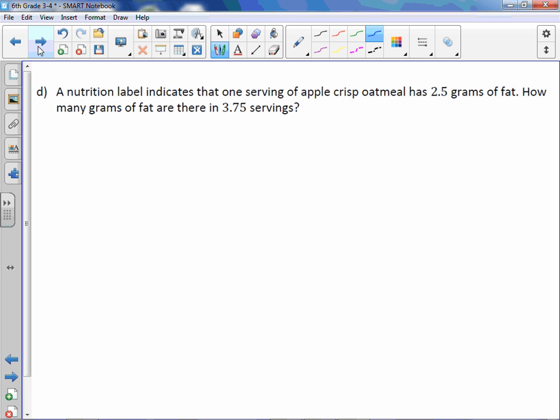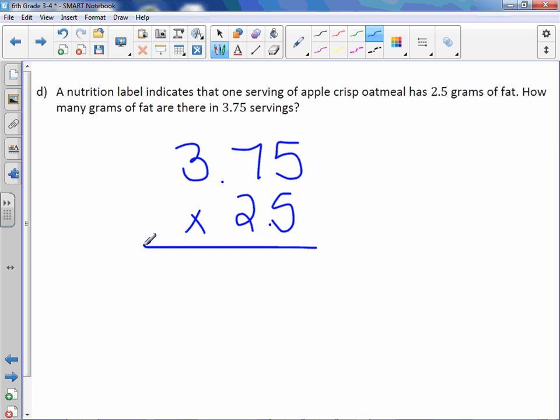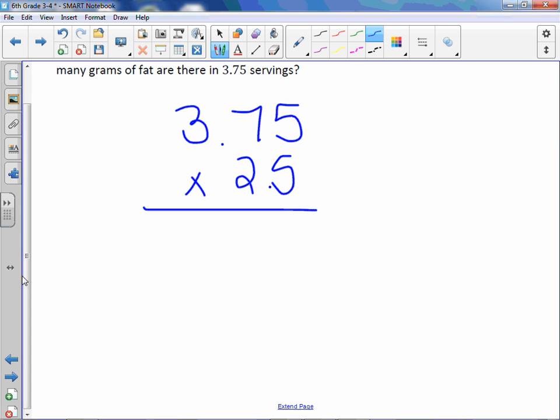A nutrition label indicates that 1 serving of Apple Crisp oatmeal has 2.5 grams of fat. How many grams of fat are there in 3.75 servings? So we need to multiply 2.5 times 3.75, again putting the longer number first. 5 times 5 is 25, carry the 2. 5 times 7 is 35, plus 2 is 37. 5 times 3 is 15, plus 3 is 18.